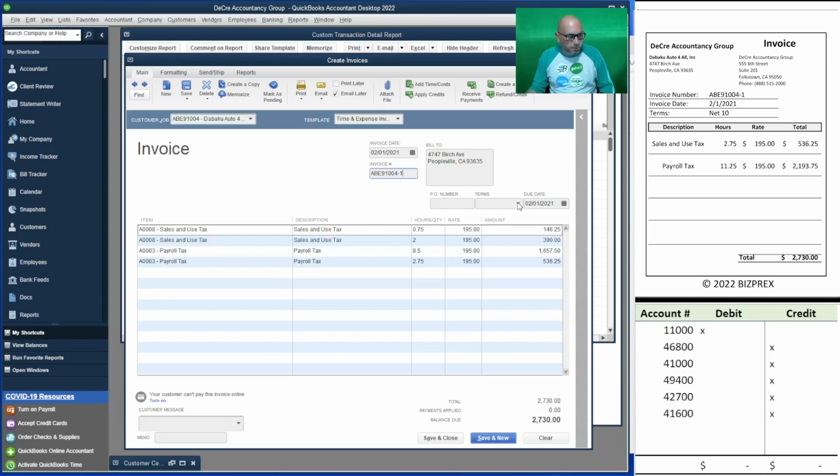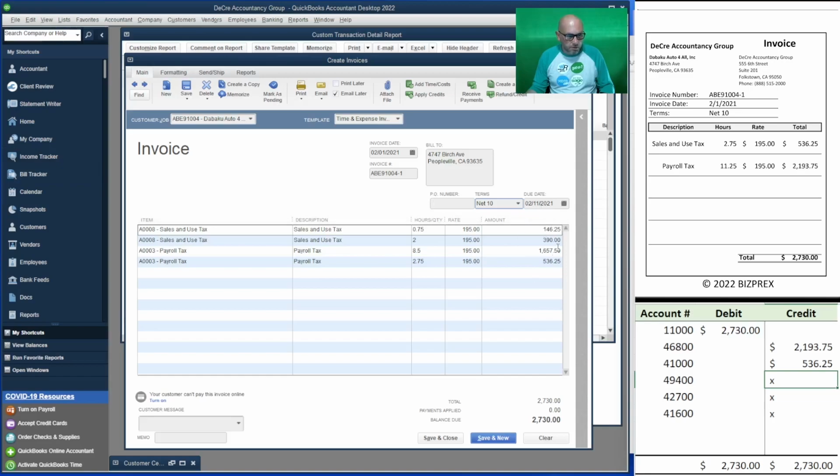91. Here it is. Voila, 2,730. Right, that's going to hit our accounts receivable. And then this is, well, let's do it just again. All right, and then our accounting services income right here. That's for sales and use tax services. Here it is, right? Debits and credits are in balance, right here.